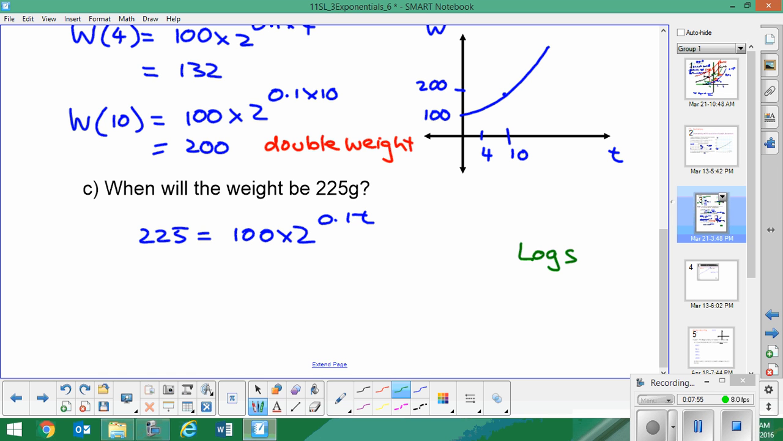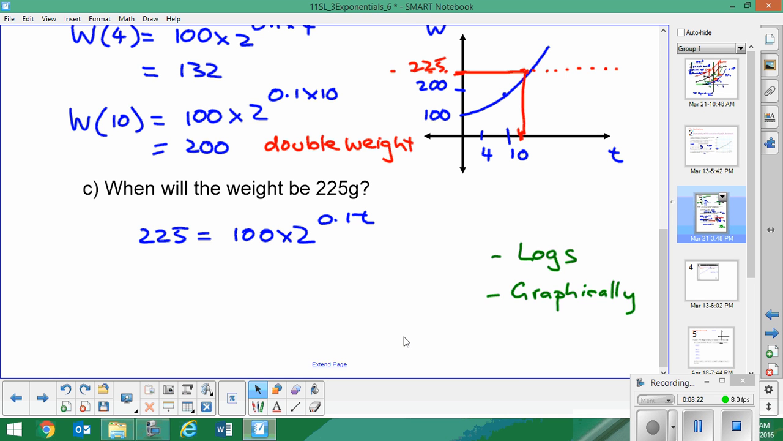But at the moment you're going to do it with a graphical method, which simply means on your graph, draw in your 225 and then read off down whatever the x value is. So you want to put in this line into your graph.